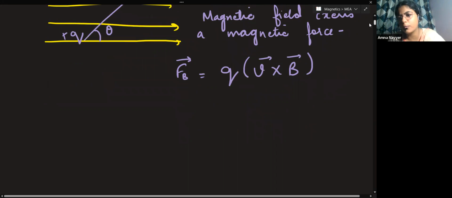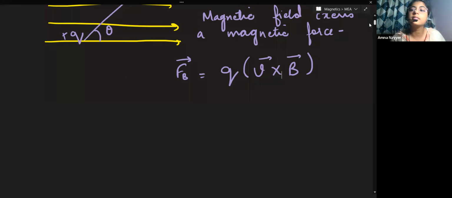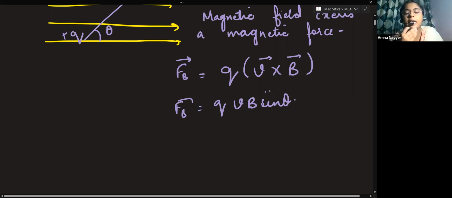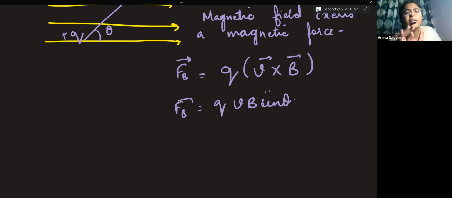In case of dot product, cos theta occurs in your answers. But whenever you are discussing the cross product, like we did with p E sine theta, E cross p, in the calculation of torque when a dipole was given, similarly this F_B will be equal to q V B sine theta. When we open this cross product, we write it as the magnitude of V, B and sine theta.